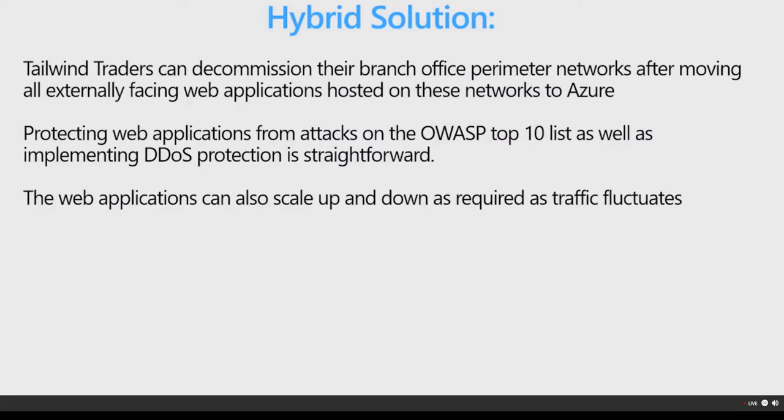Now, you can protect applications from attacks that are on the OWASP top 10 list. So what's the OWASP? It's basically a list of the top most common types of attacks that are run against web applications. And you can also protect against distributed denial of service, basically by putting in place Azure technologies such as distributed denial of service protection and web application firewall. If you put these web apps in the cloud, it is purpose-built to allow you to scale up and down as your traffic fluctuates.